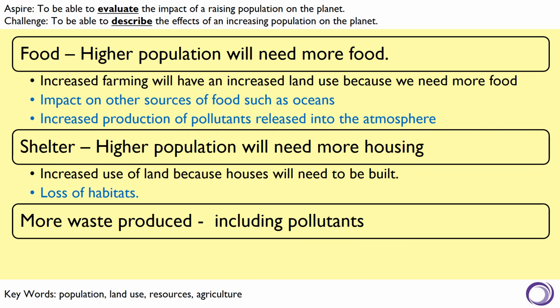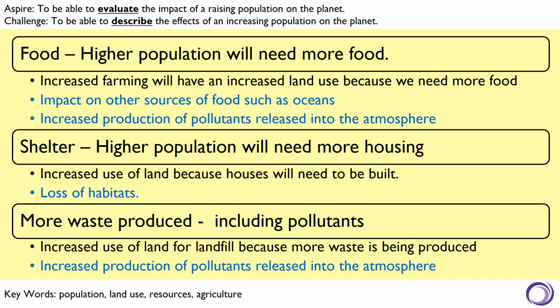The next thing to consider is the waste production involved in us having a higher population, which means more waste will be produced and there will be more pollutants produced. Now that means there's going to be increased use of land for landfill because you've got more waste being produced, but also a linking statement of more pollutants being released into the atmosphere through our use of landfill.